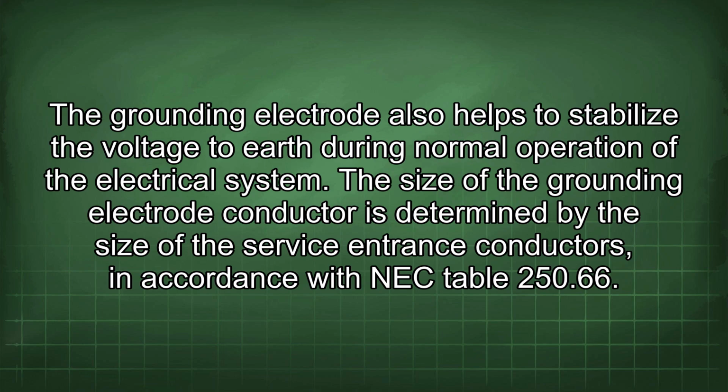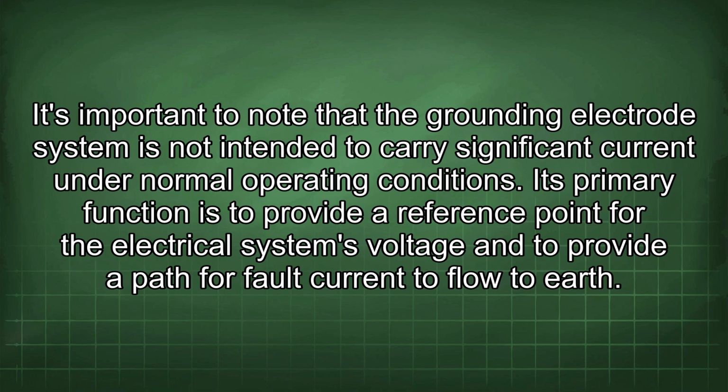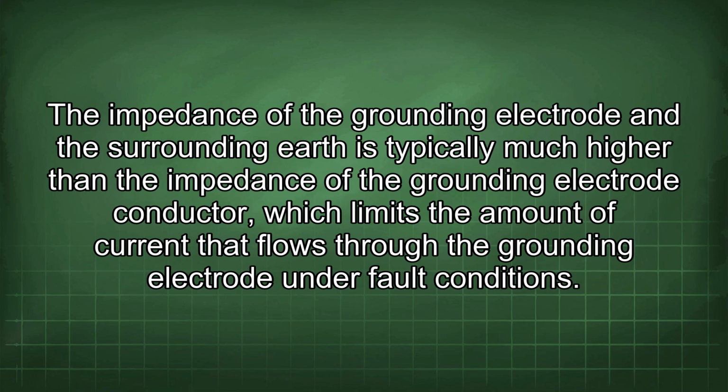The size of the grounding electrode conductor is determined by the size of the service entrance conductors, in accordance with NEC Table 250.66. It's important to note that the grounding electrode system is not intended to carry significant current under normal operating conditions. Its primary function is to provide a reference point for the electrical system's voltage and to provide a path for fault current to flow to earth. The impedance of the grounding electrode in the surrounding earth is typically much higher than the impedance of the grounding electrode conductor, which limits the amount of current that flows through the grounding electrode under fault conditions.